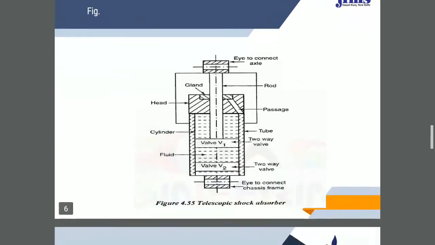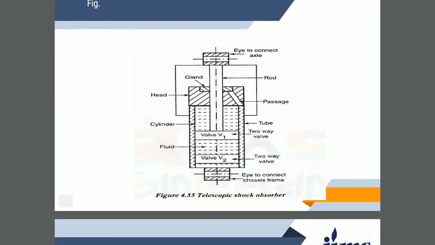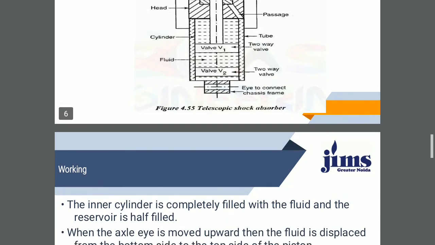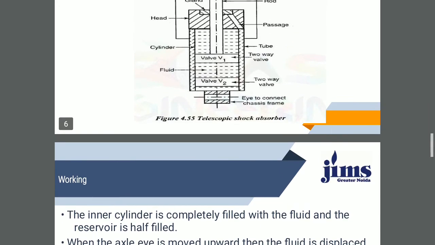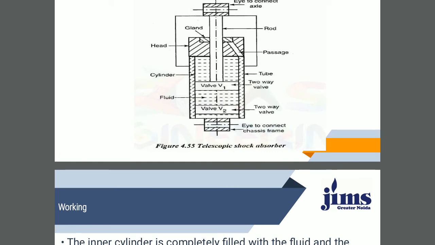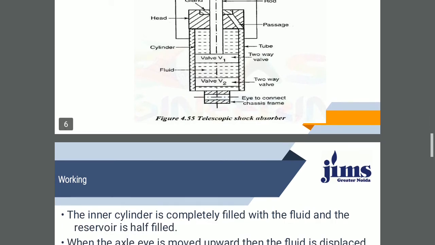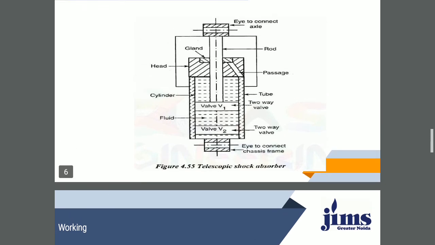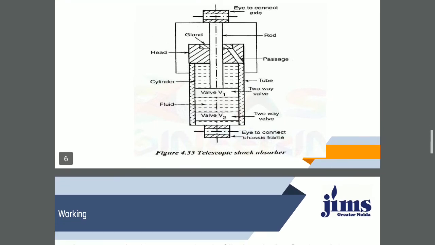This is the diagram of your telescopic shock absorber. You see your piston is connected here, valve 1, valve 2, the eye is connected to the chassis frame here, and you see the fluid is filled in the cylinder. See how it is working. The inner cylinder, you see, one is the inner cylinder and the other is the outer, is completely filled with the fluid and the reservoir is half filled. You see a reservoir that is half filled.